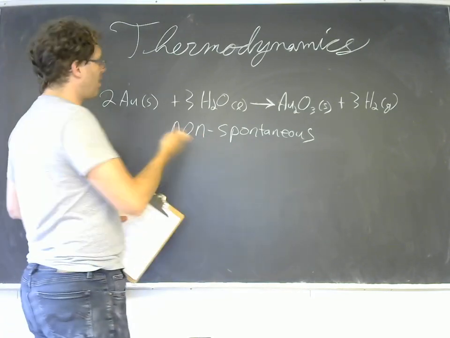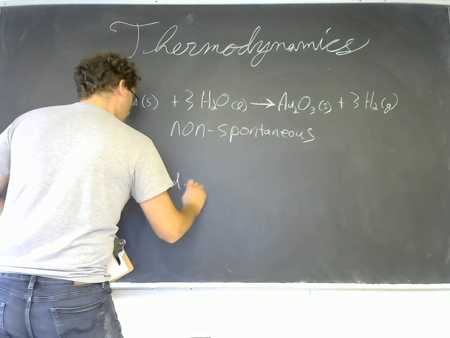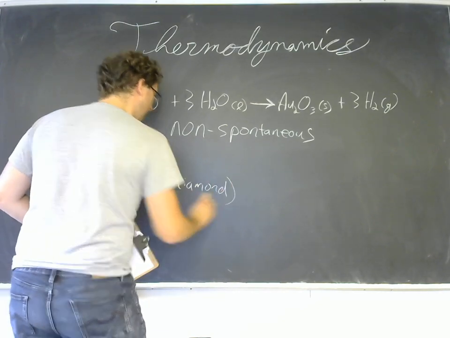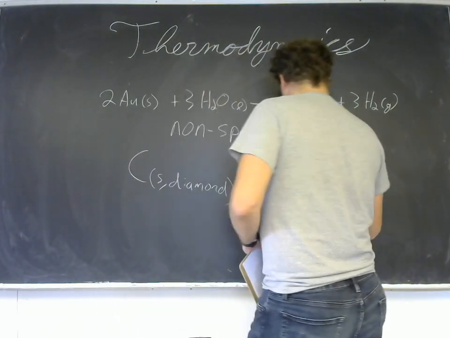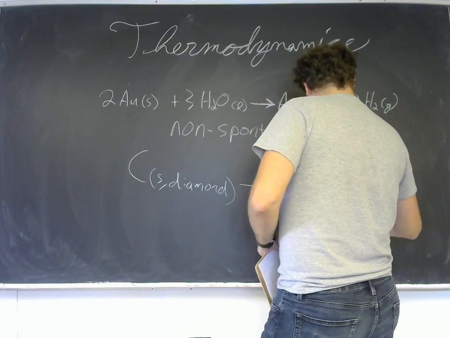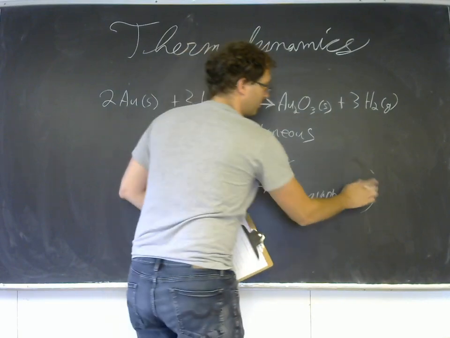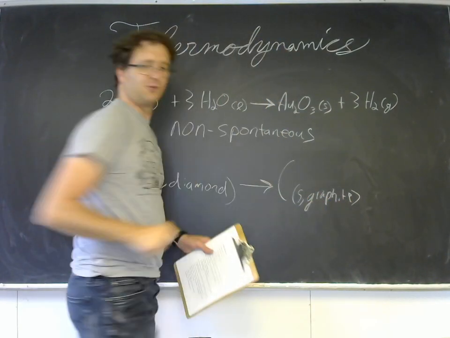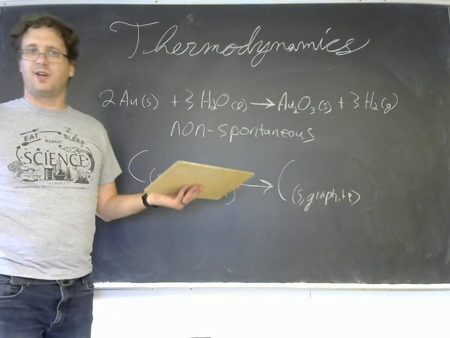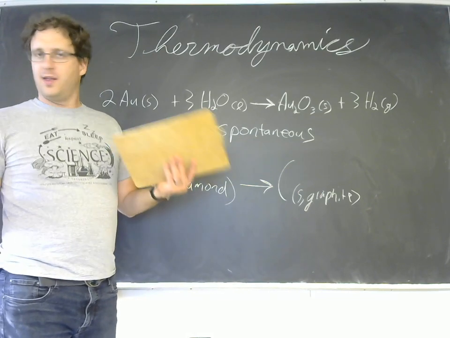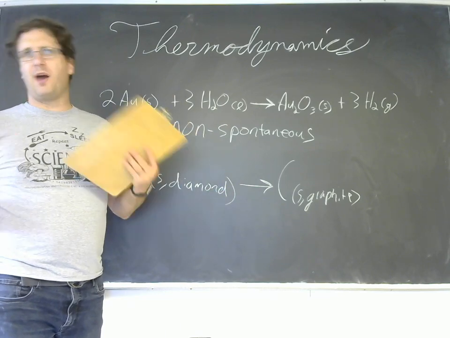Now, I want to contrast this with another reaction, and that is the reaction of one allotrope of carbon, diamond, turning into graphite. So carbon graphite and carbon in the form of a diamond have the exact same elemental composition. They're just carbon atoms. And the way that they are bound together is very different.